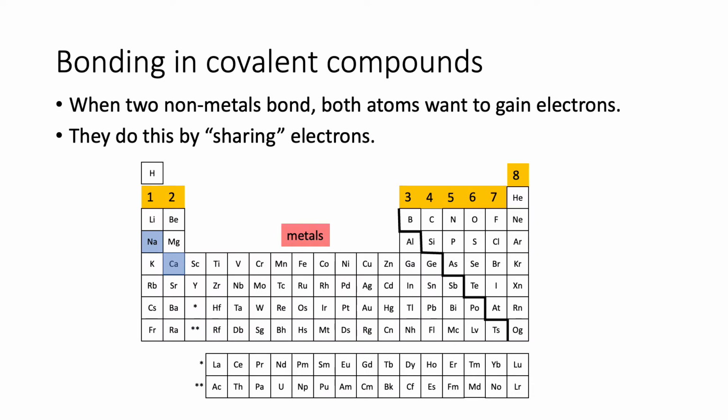When two nonmetals form a bond, they both want to gain electrons. Unlike ionic compounds, where electrons are passed from one atom to another, in covalent compounds, electrons are shared between atoms.